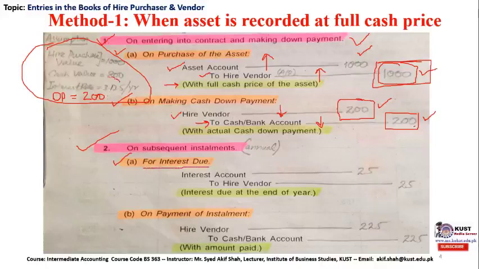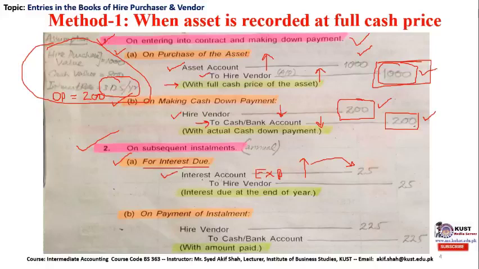Since the interest rate decided between the two parties is 3.125% per year, the interest account in the books of the purchaser of this asset will be debited, because this is an expense account of the hire purchaser, and when there is an increase in the expenses, it is recorded as a debit entry. So we have done the same. We have put the interest account in the debit column.